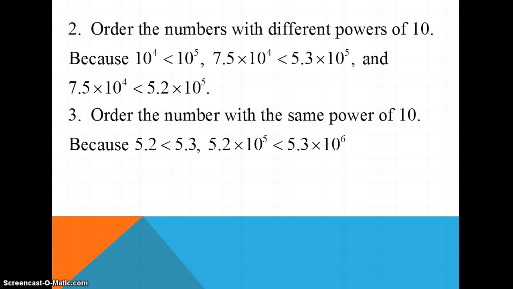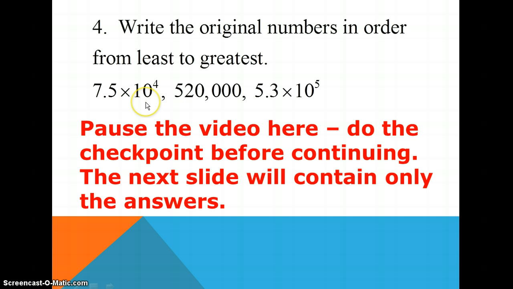The next thing you do is look at the powers of 10. The smallest power of 10 will be the smallest number. When you have the same power of 10, then you look at the decimal. 5.3 and 5.2. So 5.2 is the smaller, so it goes first. Remember, put them back in their original written form before you write them.